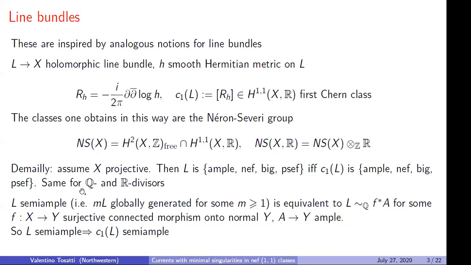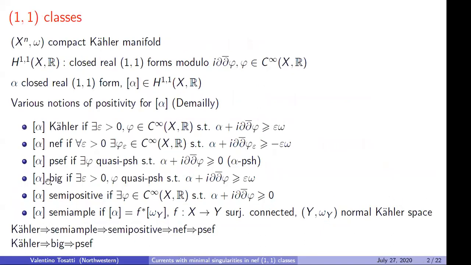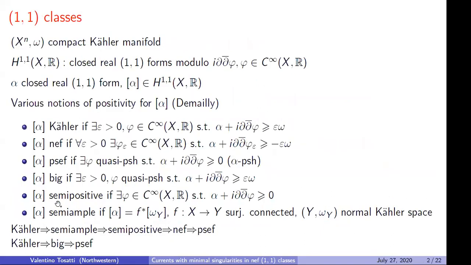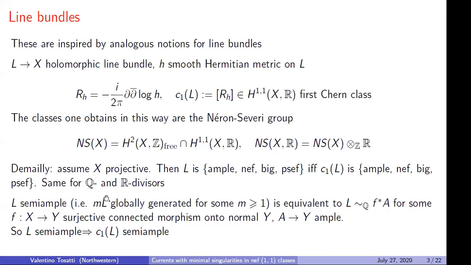And the same holds for Q or R divisors as well. So these notions are at least these four ample, let me go back. The first four in this list are well behaved with respect to comparison with algebraic geometry. Now, the semi-positivity here does not correspond to any algebraic geometric notion. So that's really somehow a transcendental condition that doesn't have any analog in algebraic geometry.